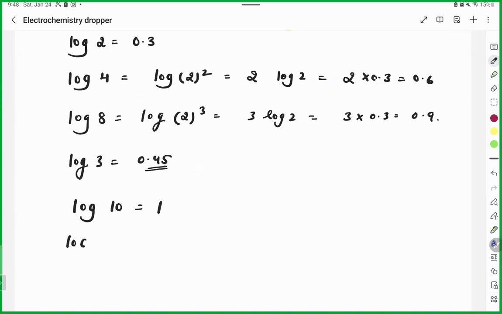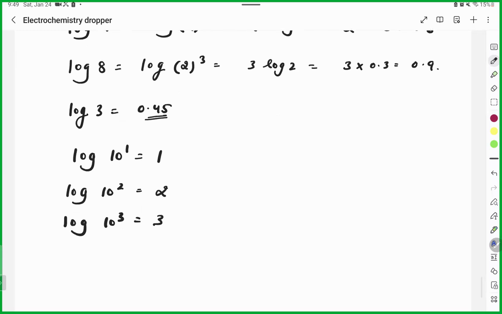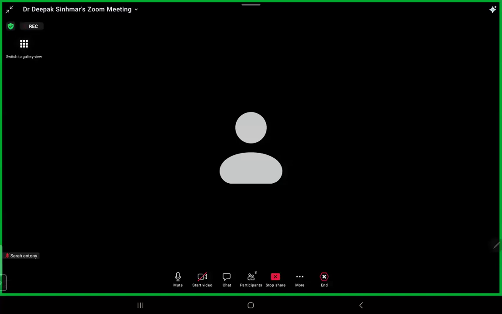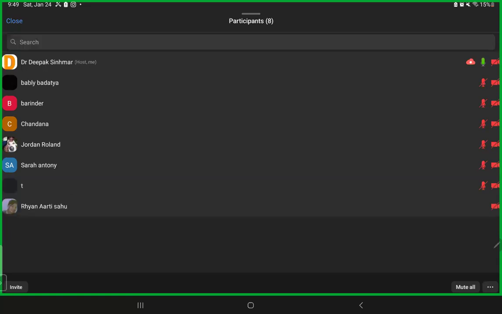Sarah, what will be the log 10 raised to power 2 value? 2. Yes, sir, the power. Ryan, what will be the log 10 raised to power 3 value? 3, sir. So if you know all those log values, now you can correlate with the anti-log.